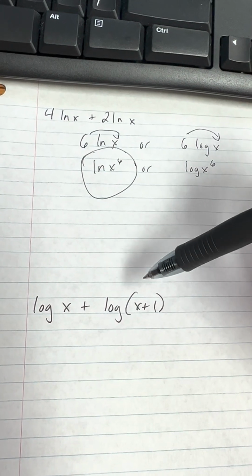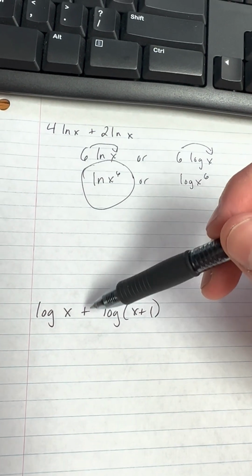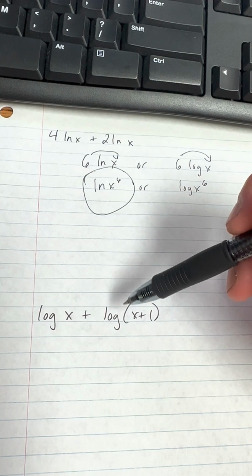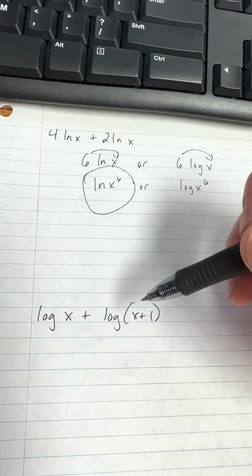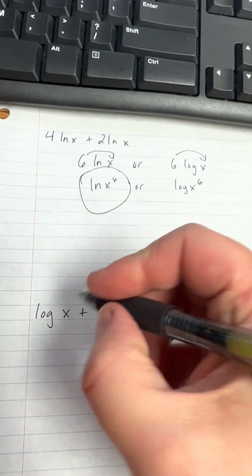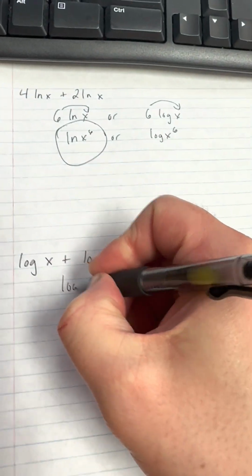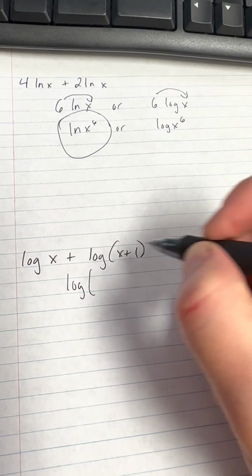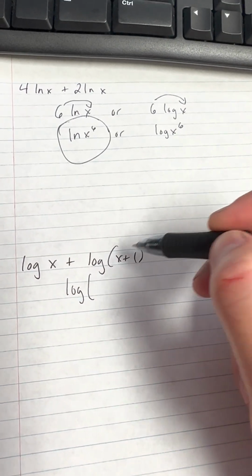Log x plus log quantity x plus 1. When it's a plus in the middle, this is the addition rule. So it's going to be multiplication. So what we're going to do is the logs condense into one log. So we'll just write log. And then in parentheses, we're multiplying x times x plus 1.